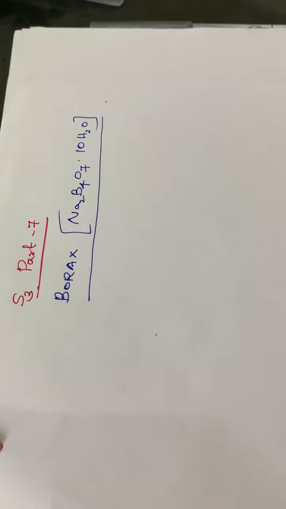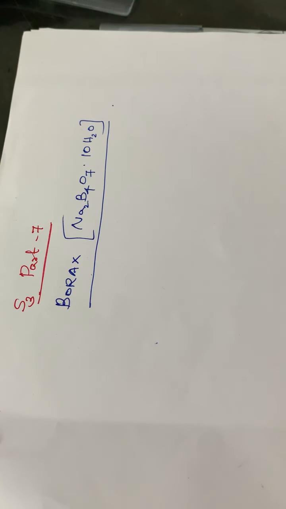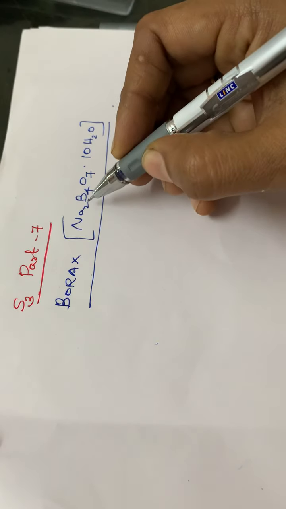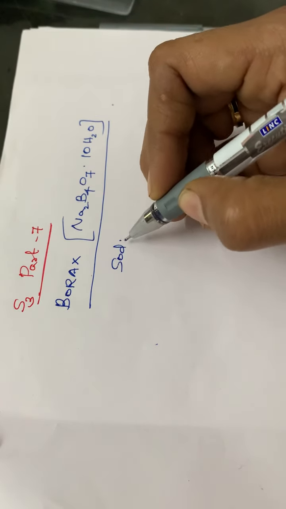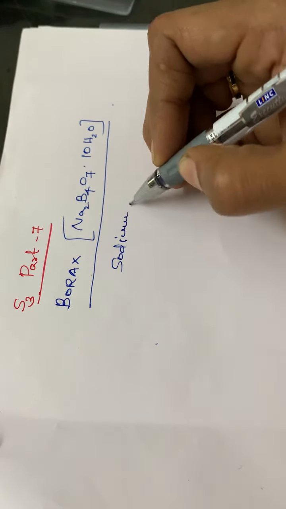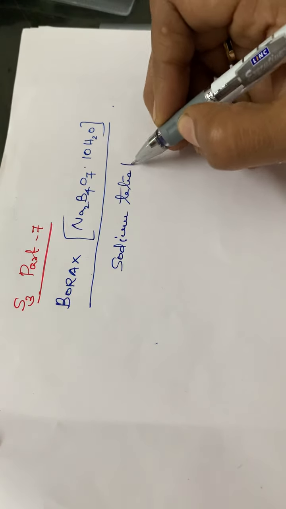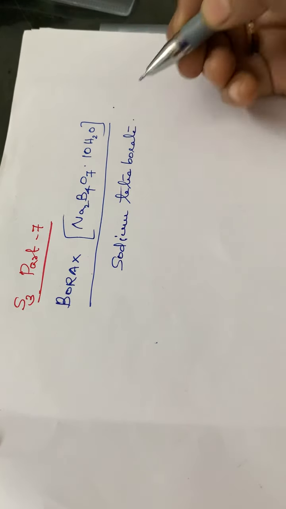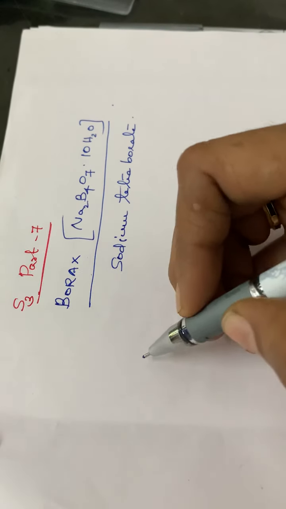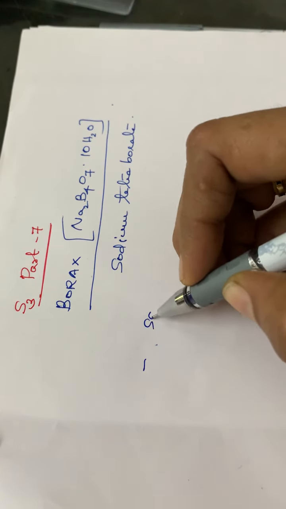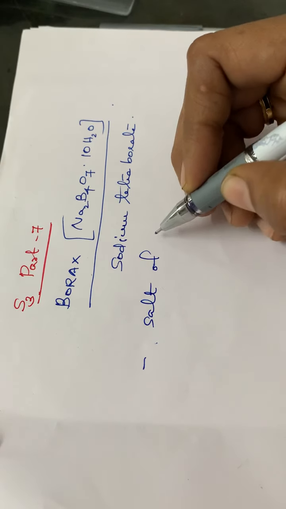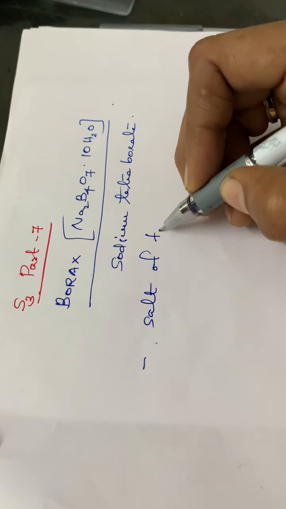The name of this compound is sodium tetraborate. Four boron atoms are there. Sodium tetraborate is a salt of tetraboric acid.